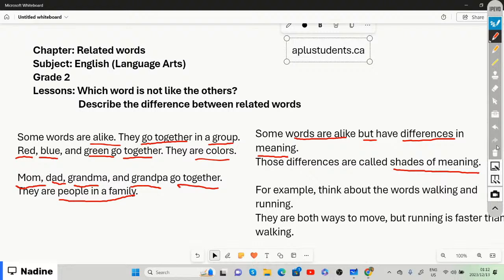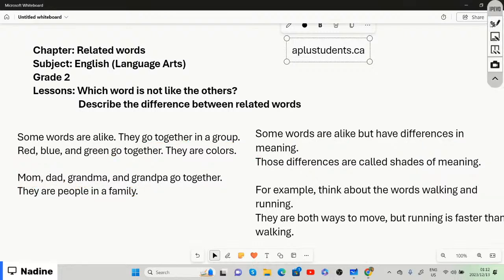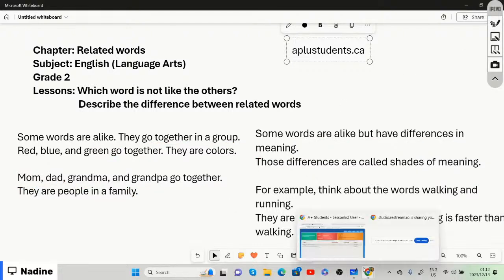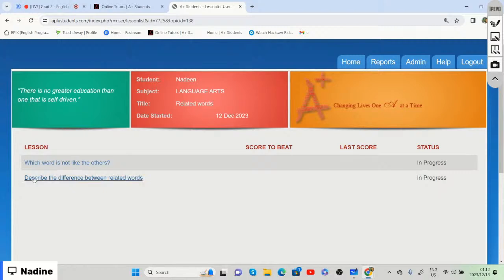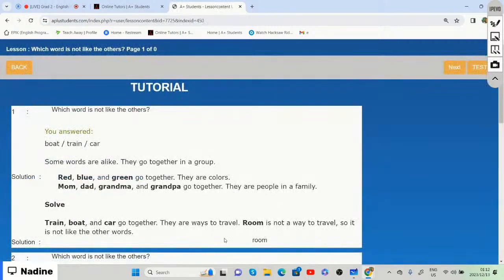All right. So now we're going to aplusstudents.ca. And once again, the chapter is related words. So we're going on to the first lesson, which is which word is not like the others.